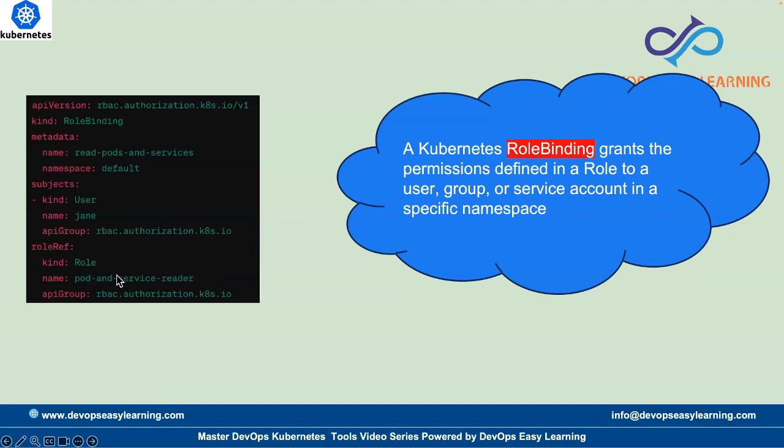Now, to attach a role, to have a role binding, you need to have a role first, because the role binding always specifies a role. When you look at the role reference here, it calls for a specific role. So role binding is actually attaching a role to someone.